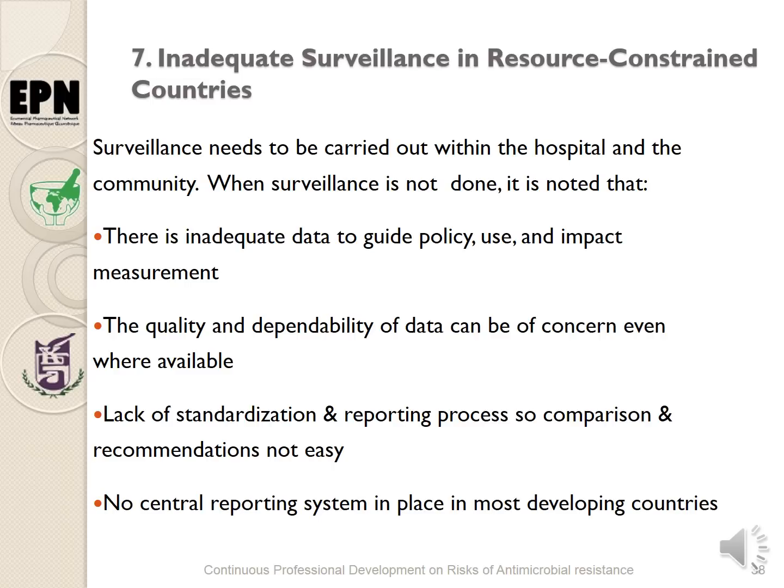Inadequate surveillance is an important driver for antimicrobial resistance, because when surveillance is not done, we know that there's going to be inadequate data to guide policy, to guide the use, and we cannot measure the impact. The quality and dependability of data can be a concern even where this is available. And this is because we do not have a standardized reporting system for suspected cases of antimicrobial resistance.